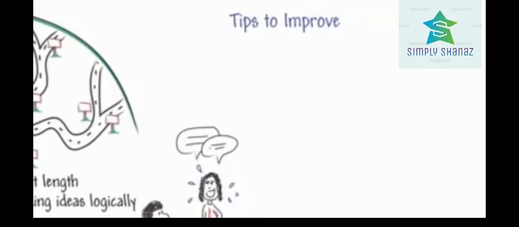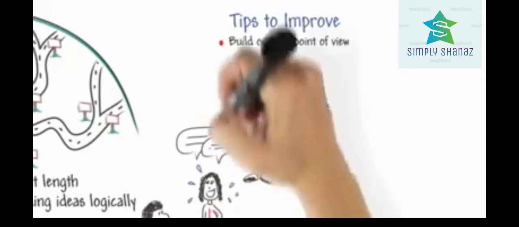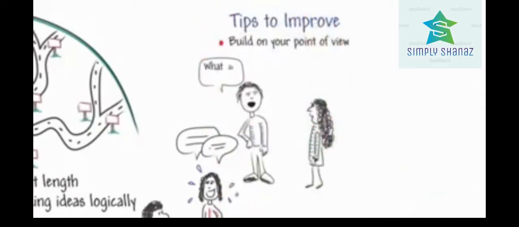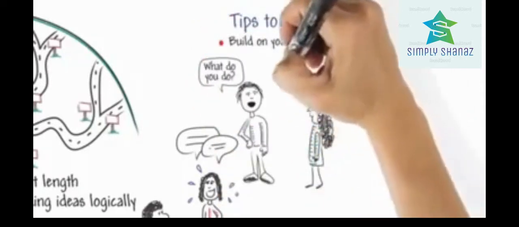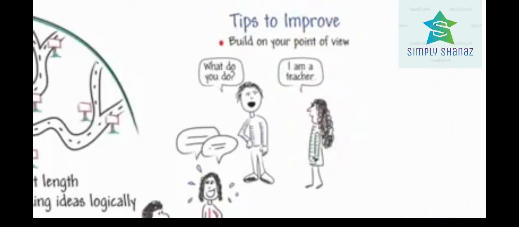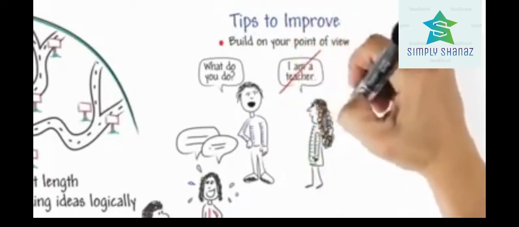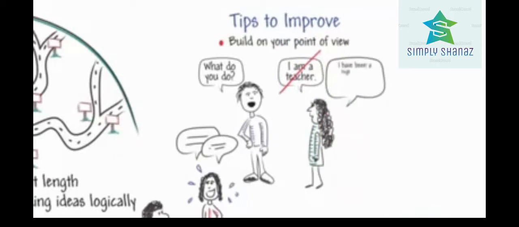As you are speaking about a topic, build on your point of view by adding a few details. For example, if the question is, "What do you do?" rather than responding with, "I am a teacher," you might expand this to, "I have been a high school mathematics teacher in New York for over 5 years."